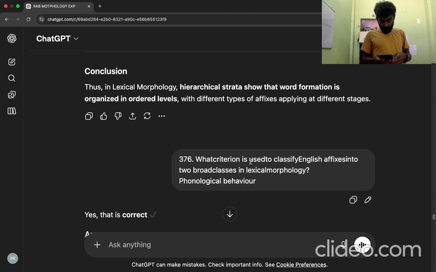Moynihan and Kiparsky extended and refined it in lexical morphology. Yes, that is correct. Explanation. A copulative compound.